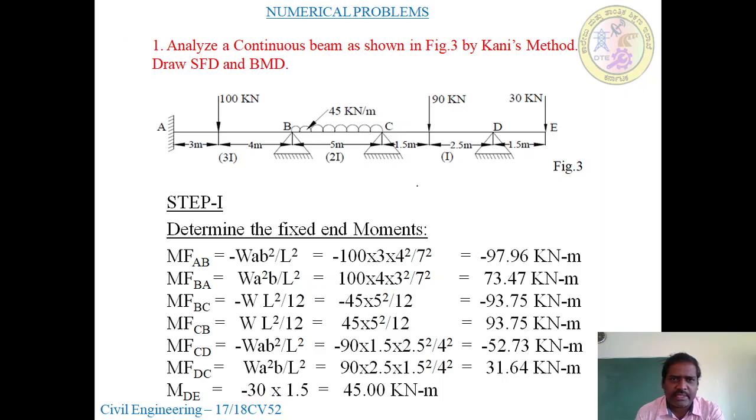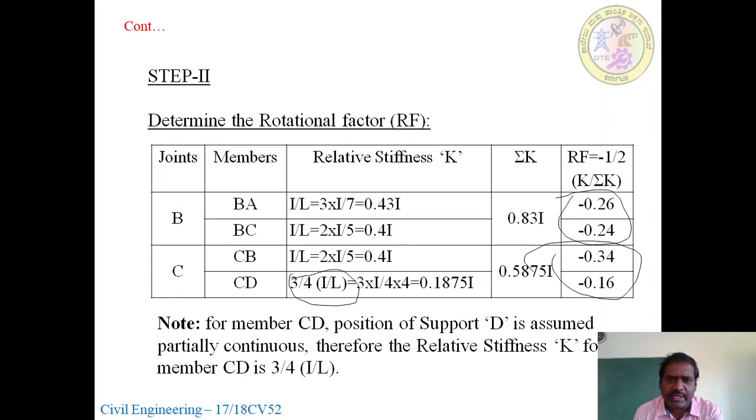In the last cases, see here, C to D. BA is I by L because of fixed. BC is I by L because of fixed. CB is I by L because continuous. CD: there will be a span here, but there is no support. So this joint is called partially continuous. CD is partially continuous. That's why the K value will be considered as 3 by 4 I by L.